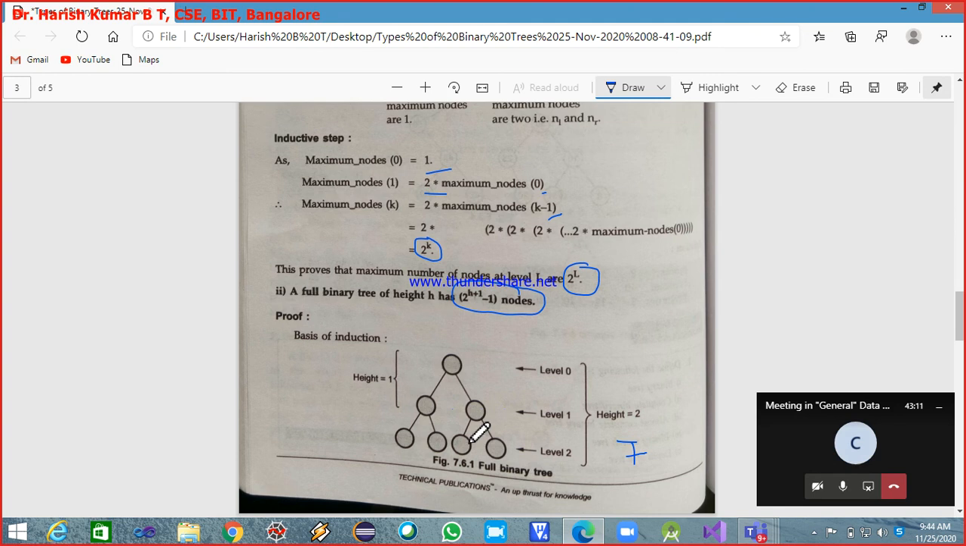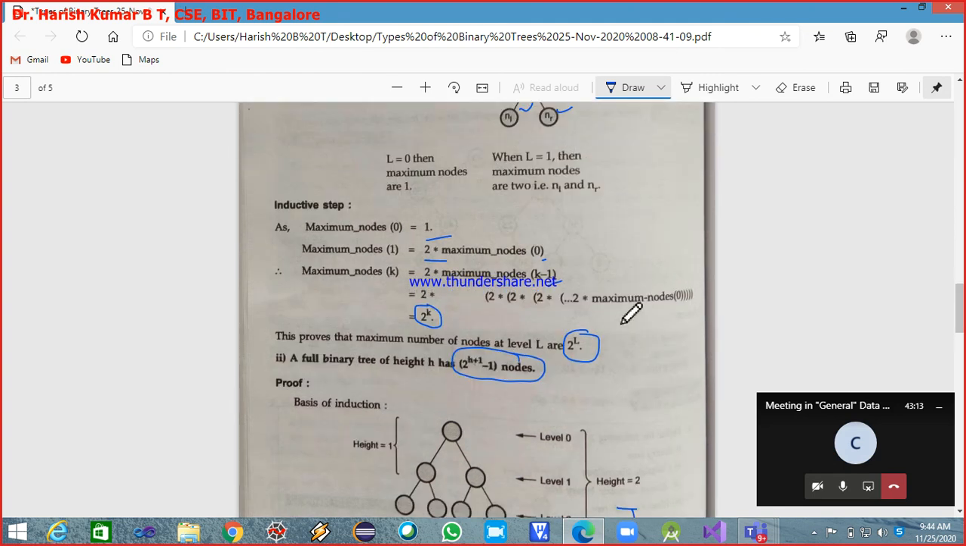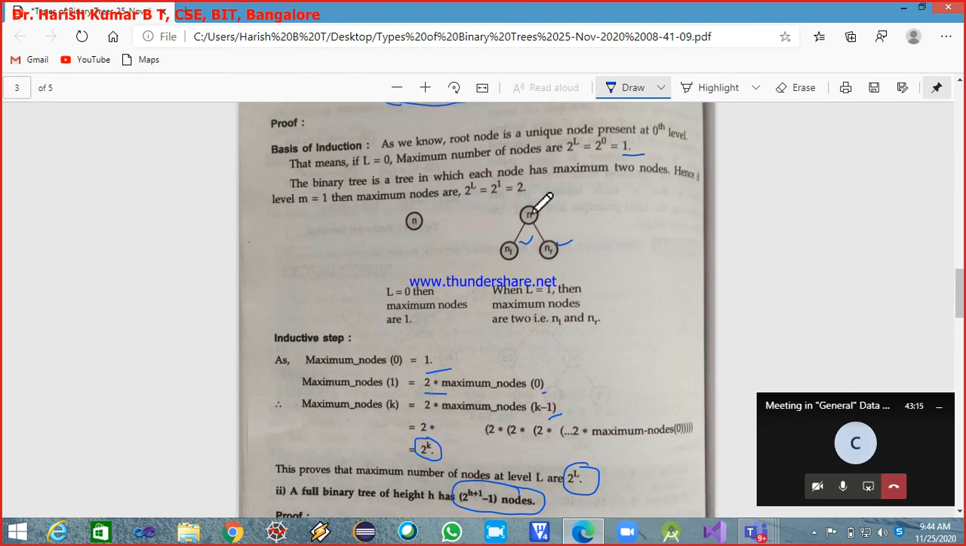Yes, sir. Okay. So at level 0, the maximum number of nodes you can have is 1. At level 1, the maximum number of nodes you can have is 2. And why do we say maximum? Because it can be less than 2 also. For example, if I have only a left child for this node, then it is 1 node, but it cannot cross more than 2. That is the reason we say maximum.